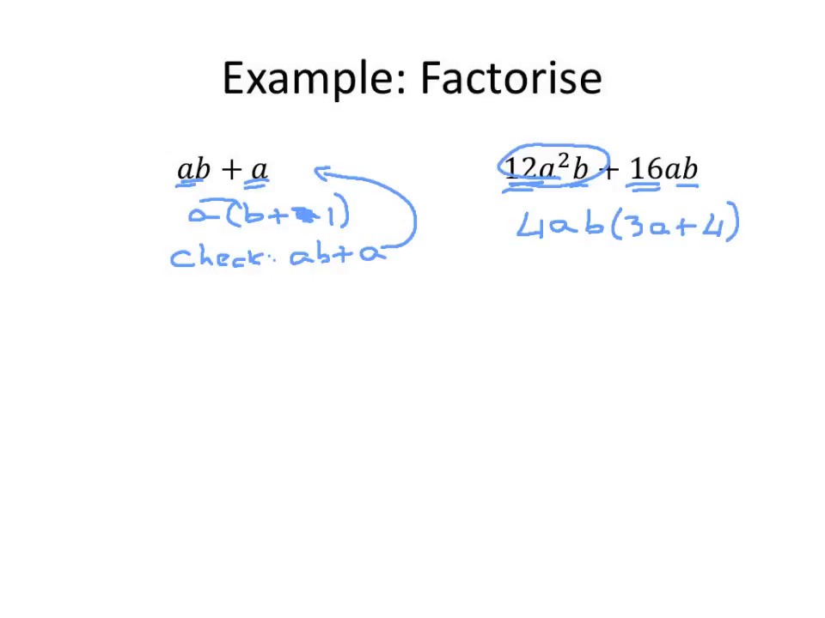If I go and do a check here, let's see what happens. If I get back to the original question, 4 times 3 is 12. A times A is A squared. B plus 4 times 4 is 16. A, B. Oopsie, don't need a bracket. And what you've got to keep in mind is check once you're here that there's no more factors. There's nothing else I can take out from 3A plus 4. That is completely factorized. So this is factorizing, taking out a common factor.